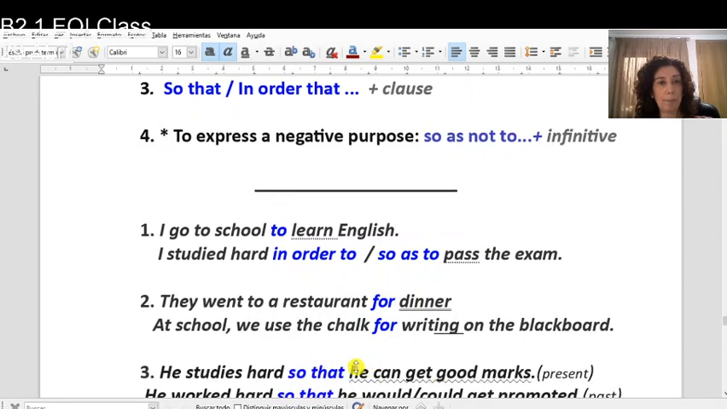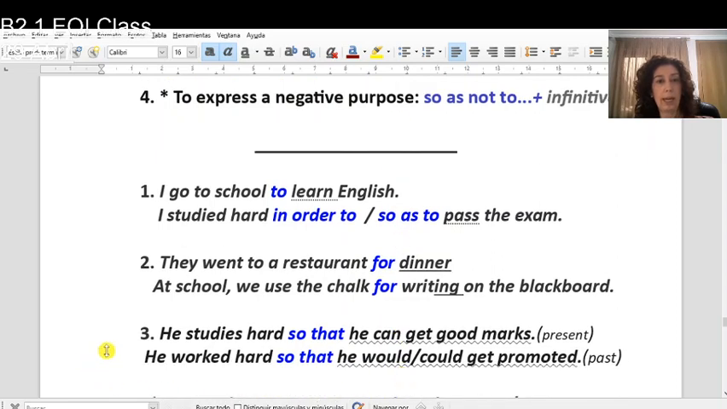Number 3. So that, in order that, plus a clause. He studies hard so that he can get good marks. Es una finalidad de presente. Mirad cómo está marcado para que veáis que es una oración. Sujeto y verbo, sujeto y verbo. He studies hard, estudia mucho, so that he can get good marks, para sacar buenas notas.